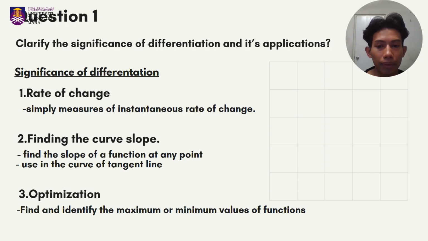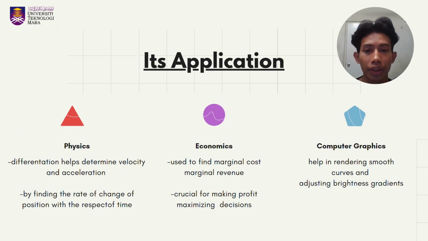Lastly, differentiation can be used in optimization, where it can find and identify the maximum or minimum value of a function. Next, for its application, differentiation can be used in physics because differentiation helps determine velocity and acceleration by finding the rate of change of position with respect to time.